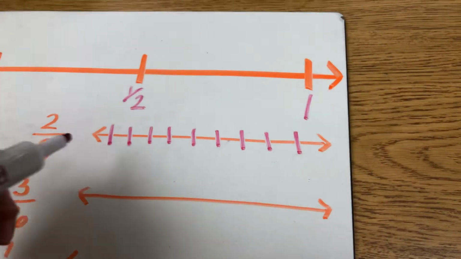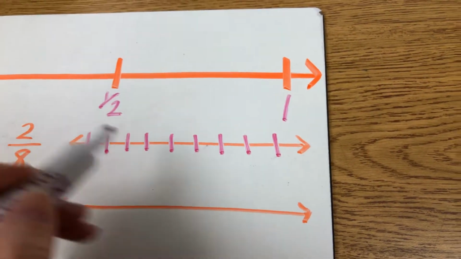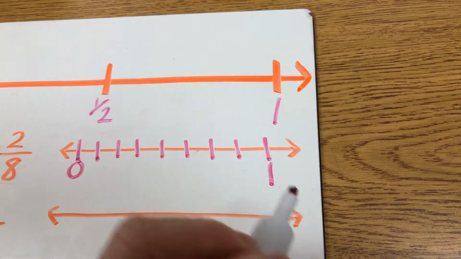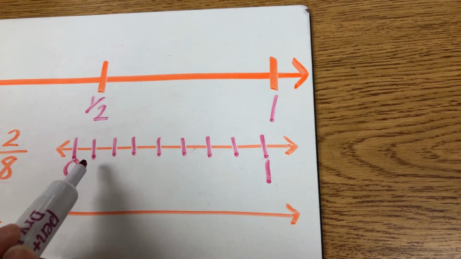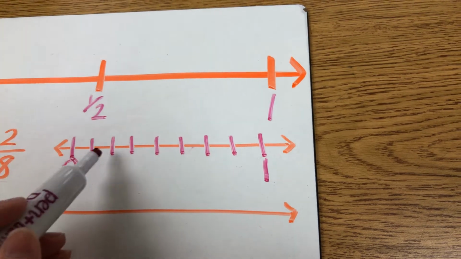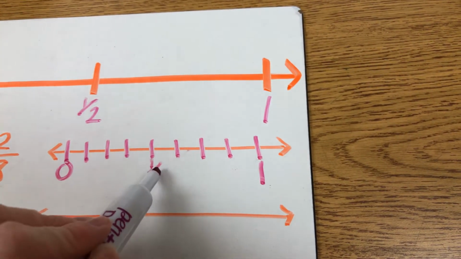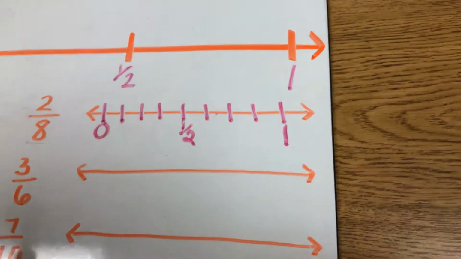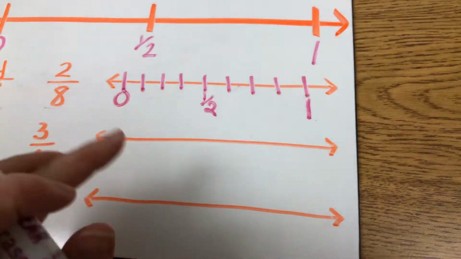And I'm going to put my constants on there. So there's my 0, here's my 1. And then 4 is half of 8. So 1, 2, 3, 4. This is going to be my 1/2. So what I'm going to do now is put these fractions on the number line.